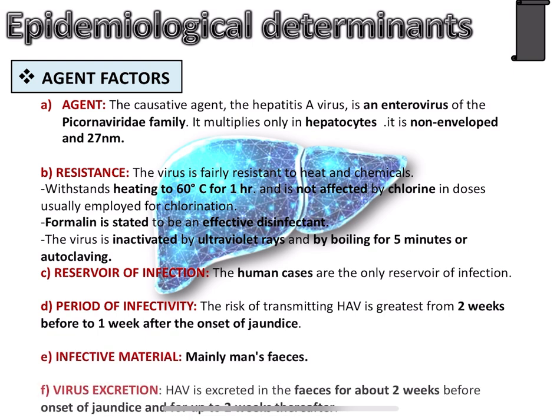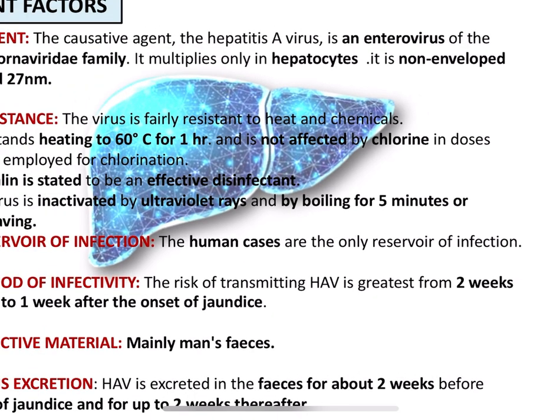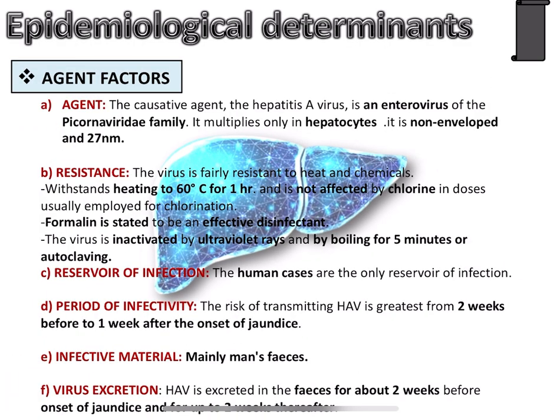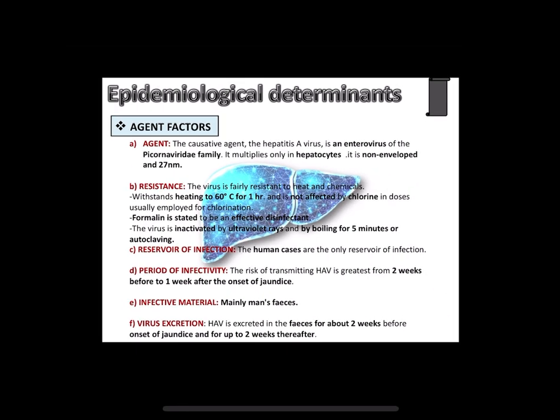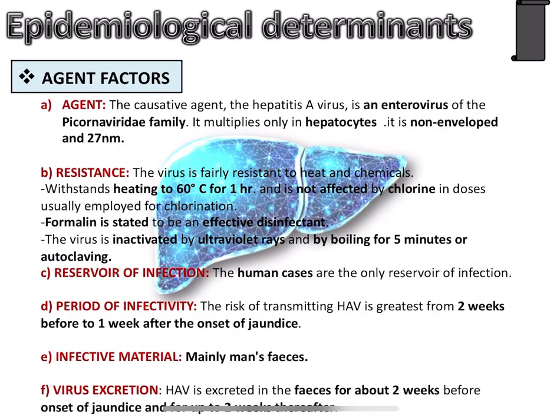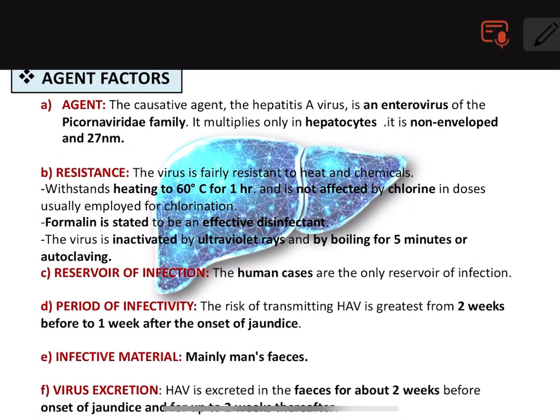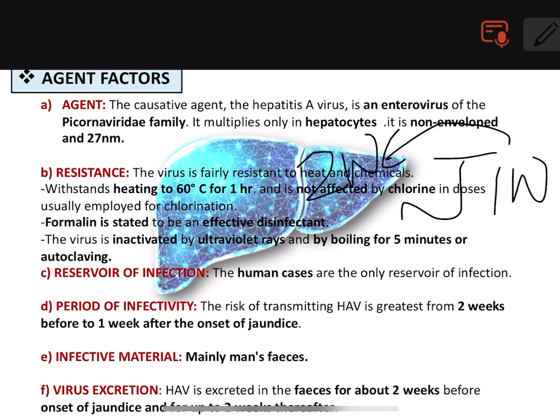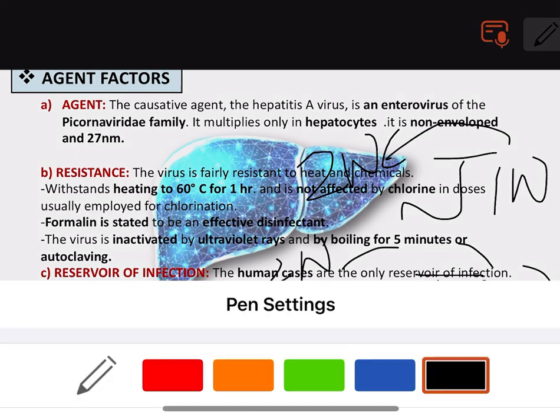Moving further to the infective material. The infective material is mainly the man's feces. Then comes the virus excretion. HAV is excreted in the feces for about 2 weeks before and 2 weeks after the onset of jaundice. So it is infective for 2 weeks before and 1 week after the onset of jaundice, and the virus excretion is 2 weeks before and 2 weeks after the onset of jaundice.